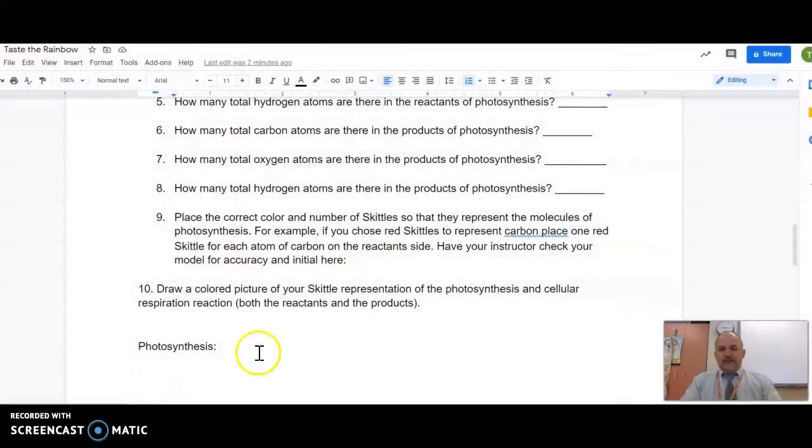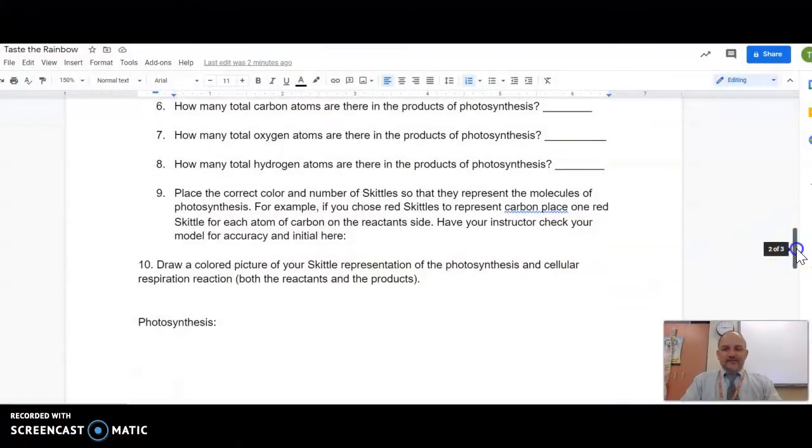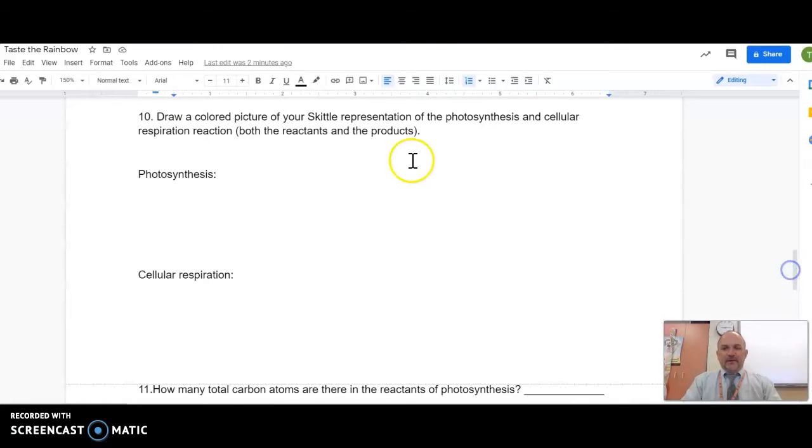On the handout, you'll notice on the second page near the bottom, it says draw a colored picture of your Skittle representation. So you're going to draw your 6 CO2s in here and your 6 H2Os in here, the reactants. You also have to draw the products, so then you're going to draw an arrow, and we're going to make the products out of our Skittles. We're going to make the products by rearranging our atoms just like plants do in photosynthesis, or just like animals do in cellular respiration.